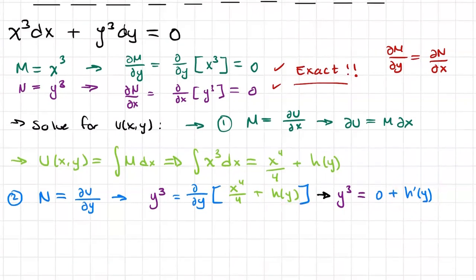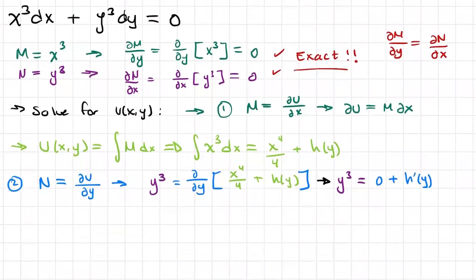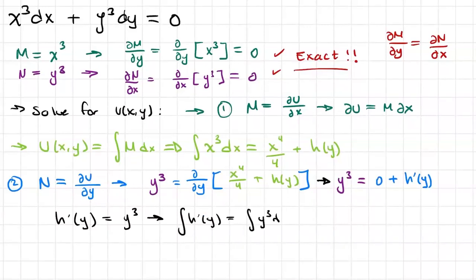So in order to go backwards, we know that h prime of y is equal to y cubed. So if we integrate both sides with respect to y, we can get our h. So from here, we get that h of y is then equal to y to the 4th over 4. That's the solution for this one.